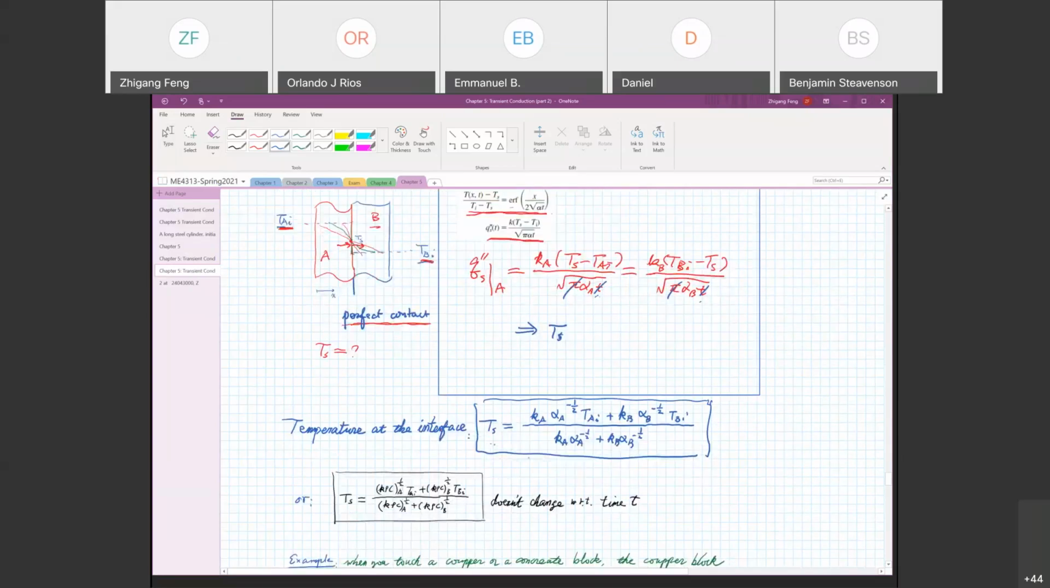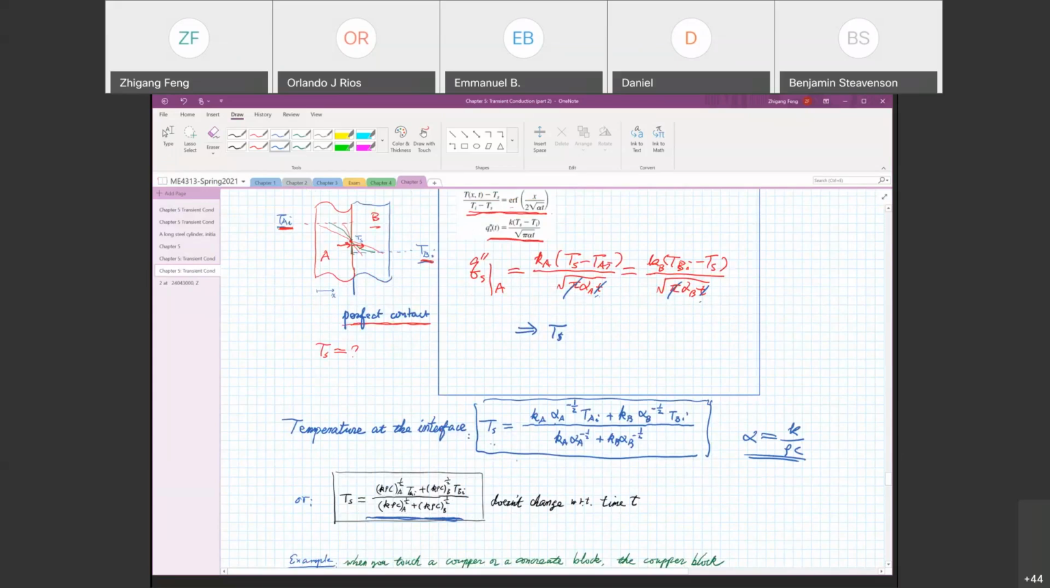Another form, we can replace alpha with k over rho c using this definition of alpha. So if I replace alpha by k and rho c, I have this formula for the interface temperature. This is the one you will see in the textbook. Okay?